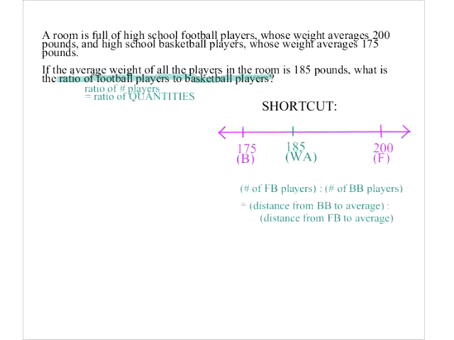So here are our distances on the number line. They are 10 and 15 for basketball and for football. So the number of football players to the number of basketball players is the basketball distance to the football distance. That's 10 to 15. So that's 2 to 3. And we're done. We don't have to use any algebra. We don't have to define any variables. We don't have to do anything funky at all.